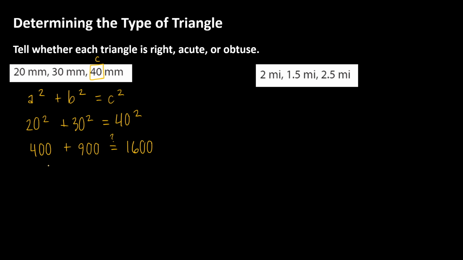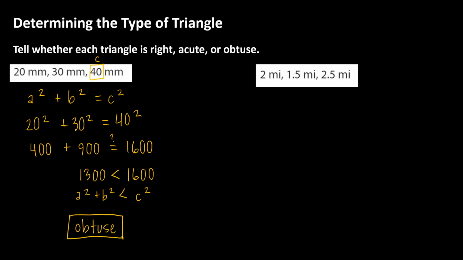Let's add up the side lengths on the left side. 400 plus 900 is 1300. And when compared to 1600, I am seeing that 1300 is less than that. So this means that a squared plus b squared is actually less than c squared. And based on what we know of the other types of triangles, this is going to form an obtuse triangle. If a squared plus b squared is less than c squared, you are forming an obtuse triangle.